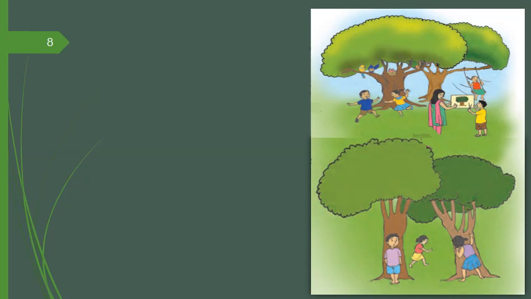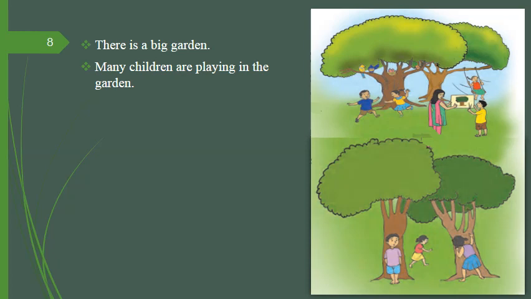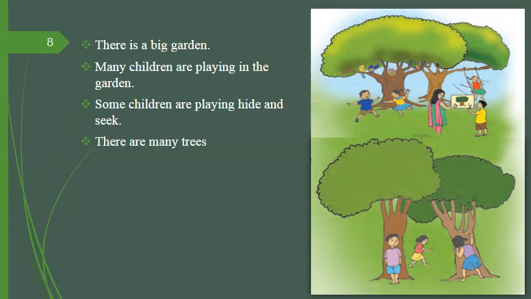So, observe this picture carefully. I am going to frame some sentences. First, see this picture carefully. Yes, there is a big garden. Many children are playing in the garden. Some children are playing hide and seek. There are many trees in the garden. There are birds sitting on the tree.